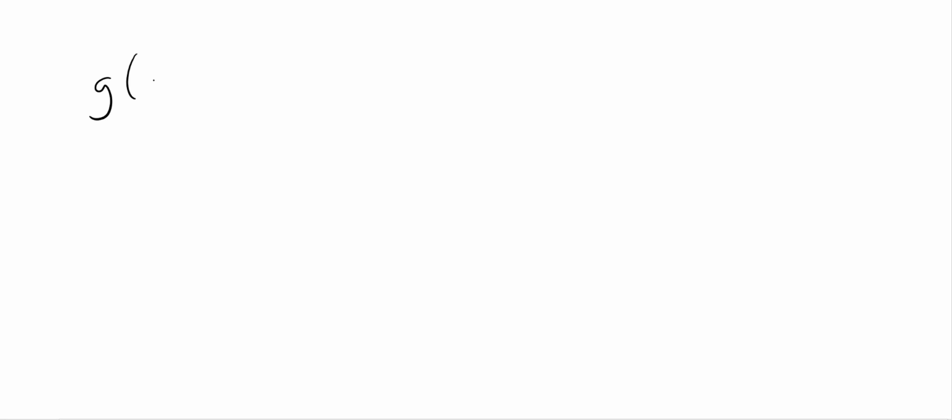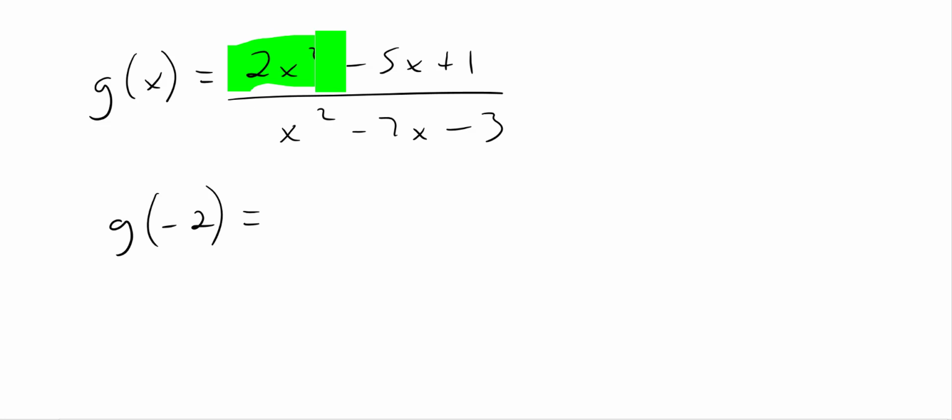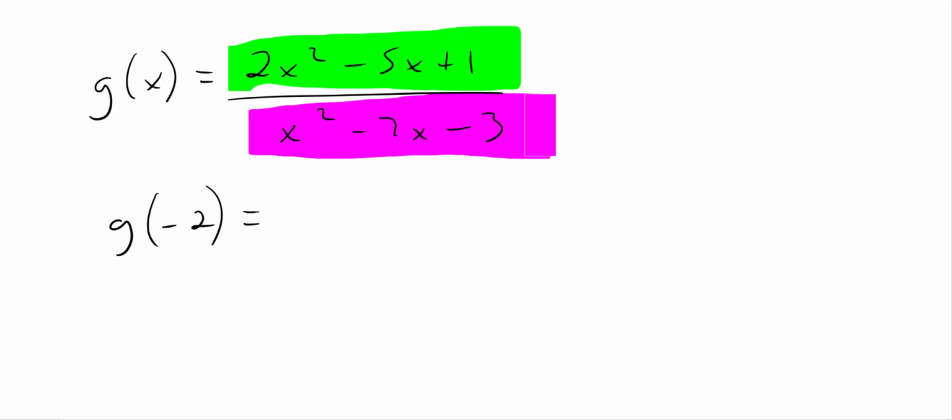Let's do g of x is equal to 2x squared minus 5x plus 1 over x squared minus 7x minus 3. Okay, so that's our function. Kind of a nasty little function, but no big deal. And then I'm going to say, what is g of negative 2? So what you're going to do is you're actually going to do the top separately, and then you're going to do the bottom separately. Right? And then you're going to have a fraction. Okay, that's the best way to do these problems.